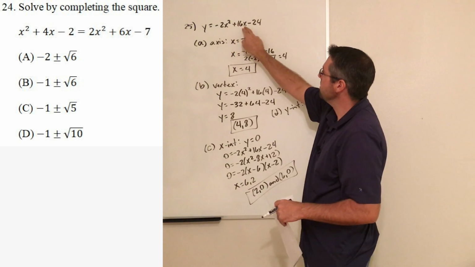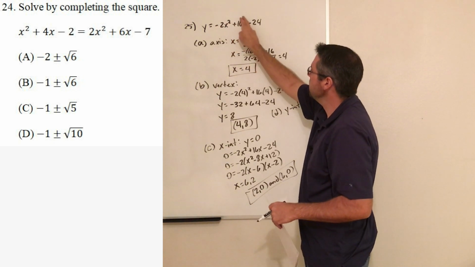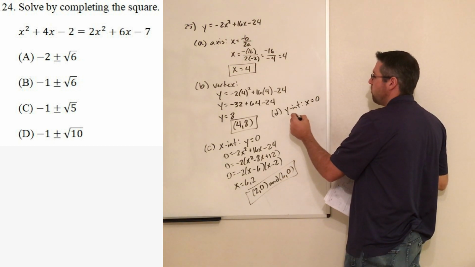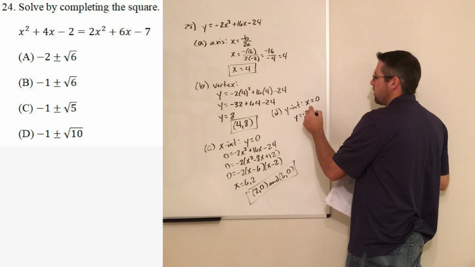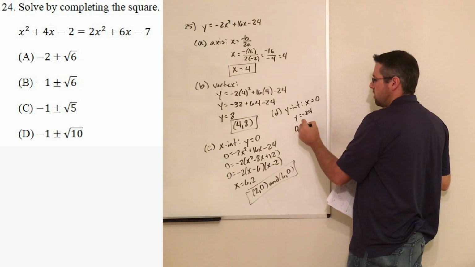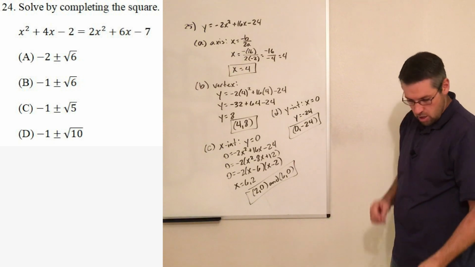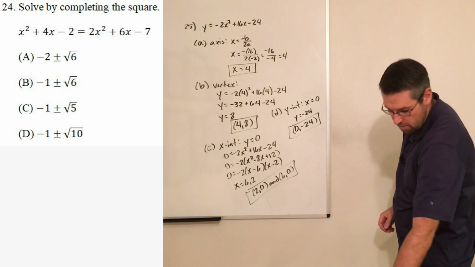So if I plug in 0 to my x's, this whole term goes away, this whole term goes away, they become 0, and we're left with negative 24 for the y value. So our answer for the y-intercept is 0, negative 24. Okay, so those are all the attributes for the graph of the parabola.